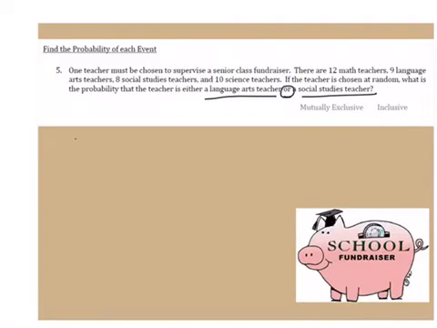I'm going to find the probability of the first thing, so probability of A, or in this situation, probability of a language arts teacher. And I'm going to add the probability of a social studies teacher, and then I'm going to subtract the probability of being both. Okay?